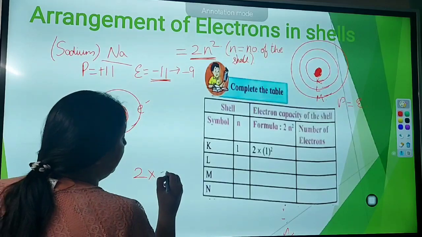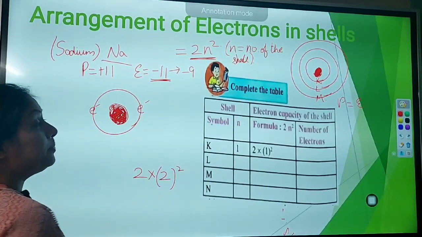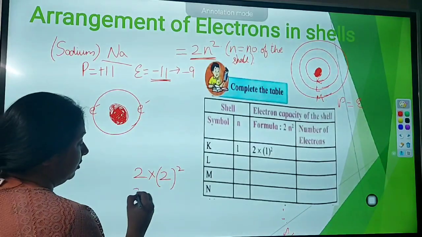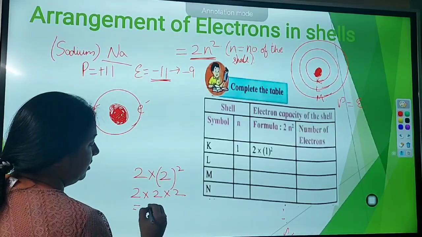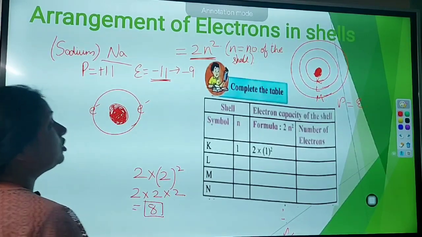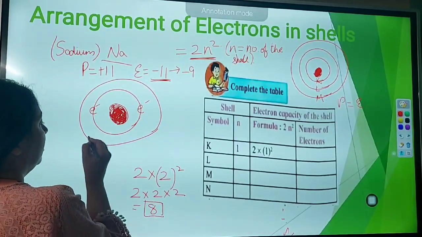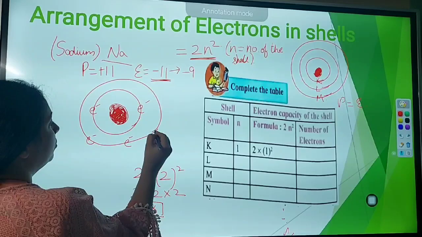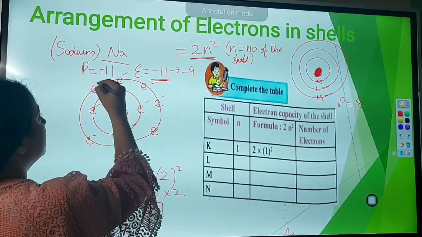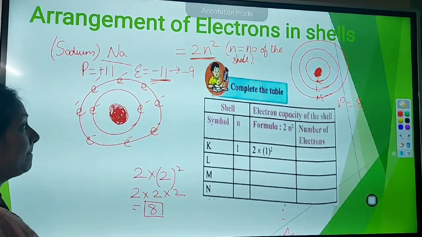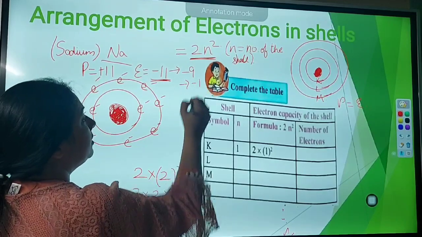So in my second shell, n depicts my second shell. 2 into 2², my answer is 8. So how many will go in the second shell? So I will construct a second shell and put in 1 2 3 4 5 6 7 8. Now out of 9, how many went? 8. 1 is left.